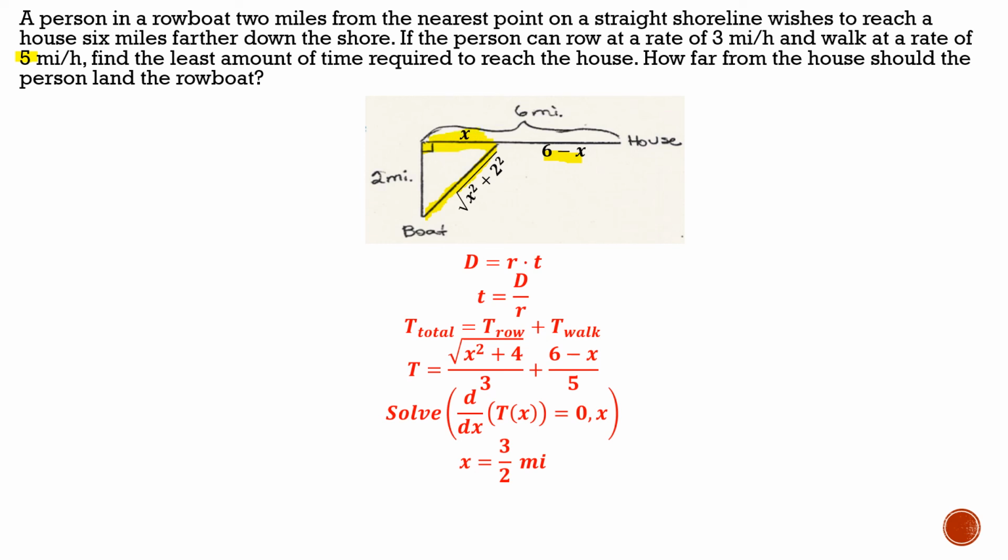Alright, so then they ask what's the least amount of time. So if I plug that 3 over 2 into my formula, I get 1.733, and that should actually say hours. 1.733 hours for time.